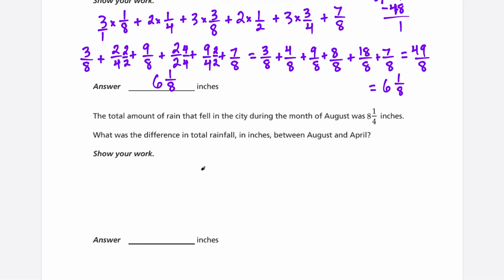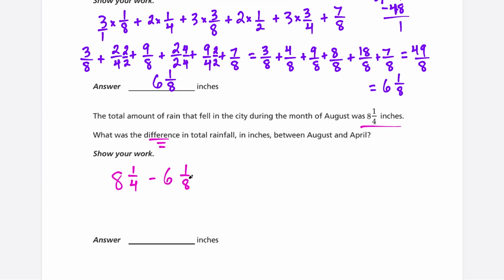So now for the final part of this question, we have the total amount of rain that fell in the city during the month of August was 8 and 1/4 inches. And we want to know what is the difference in total rainfall in inches between August and April. Well, what we have here is we have the April rainfall and the August rainfall. So we're just going to subtract them. Difference means to subtract. So we have 8 and 1/4 minus 6 and 1/8.